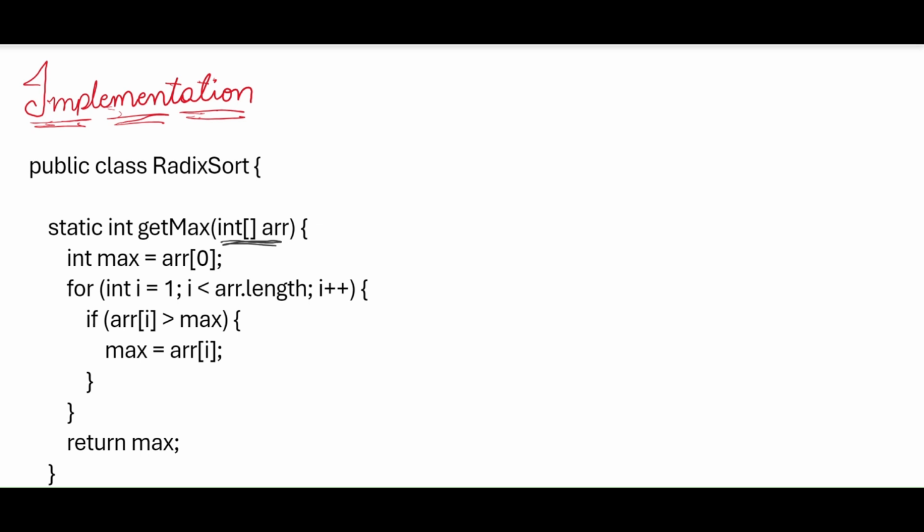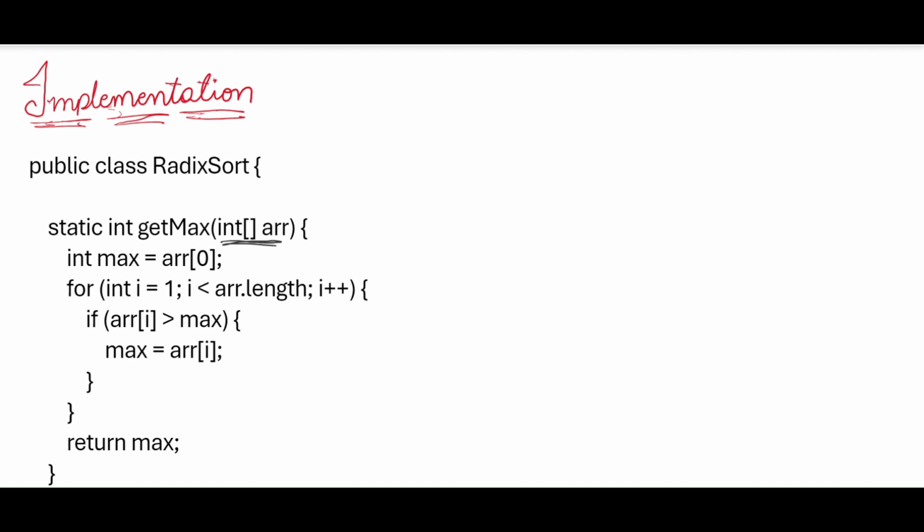Now here you can see the implementation of the radix sort algorithm. Okay, now here is a line by line explanation. First we are creating a class named RadixSort. Then after that we are initializing a function named getMax.